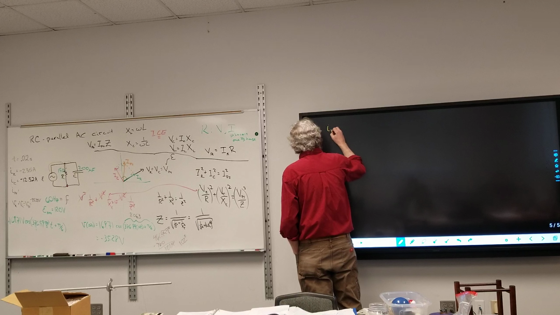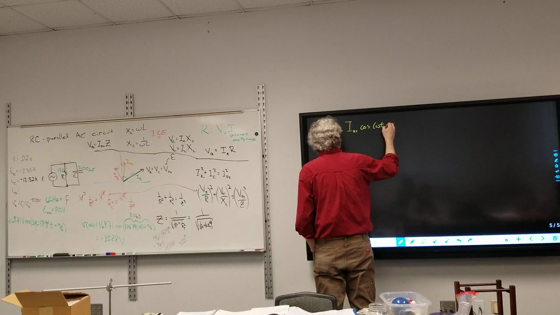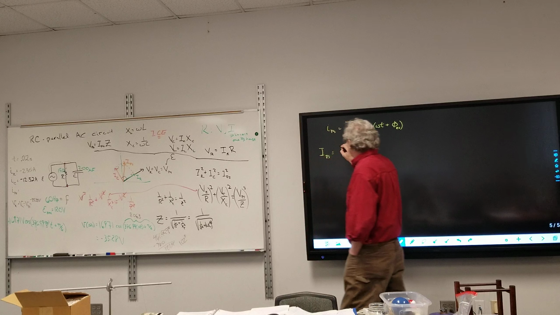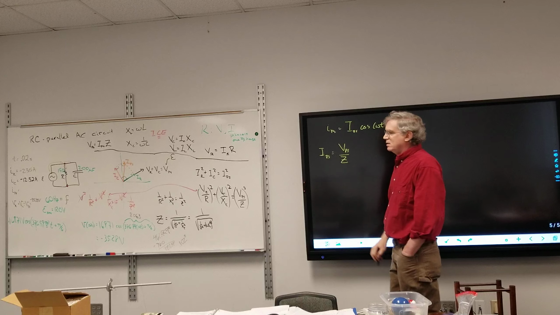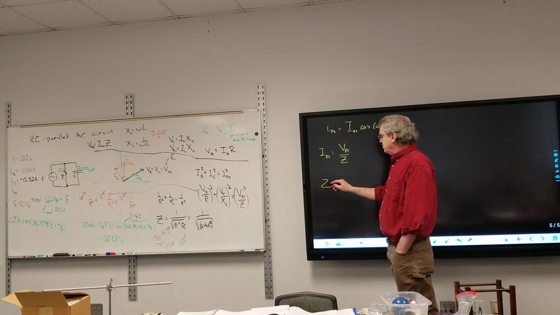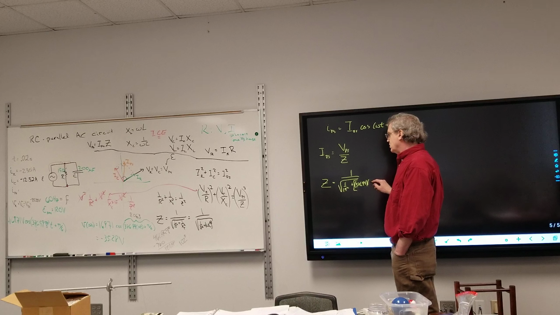All right, so the current from the power supply is the amplitude of the current from the power supply times the cosine of omega t plus phi of the power supply. The current from the power supply is the voltage from the power supply over the impedance. And we have a formula for the impedance. Z equals 1 over the square root of 1 over 15 squared plus omega c, so plus 376.99 times 2 times 10 to the negative 4th, that quantity squared.